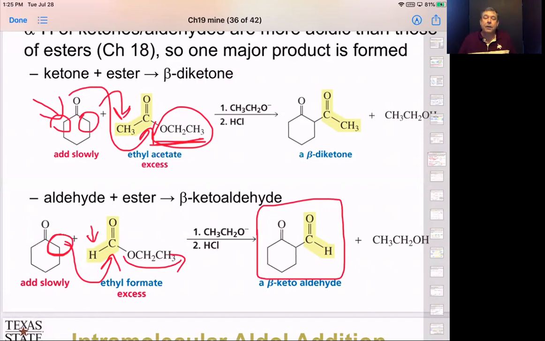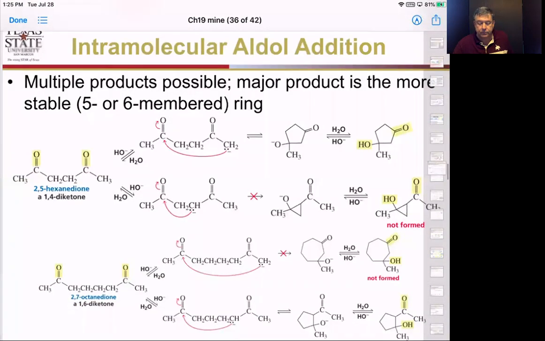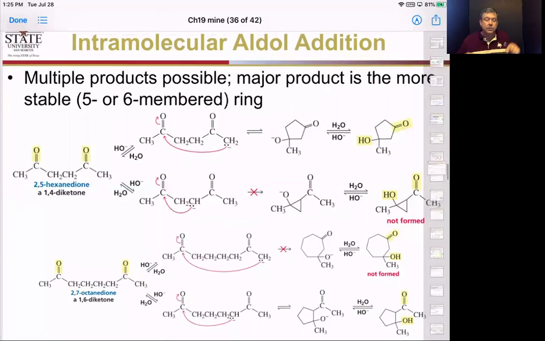Okay, so now, just like with the Dieckmann, we can actually do a reaction of the aldol condensation or aldol addition within the molecule. Okay, and that's the intramolecular aldol. So if you have a diketone compound or a dialdehyde compound, you can form ring structures from the system. But just like with the Dieckmann cyclization, the intramolecular aldol condensation, you will only form 5 and 6 membered rings. Okay, so you're only going to form 5 and 6 membered rings.